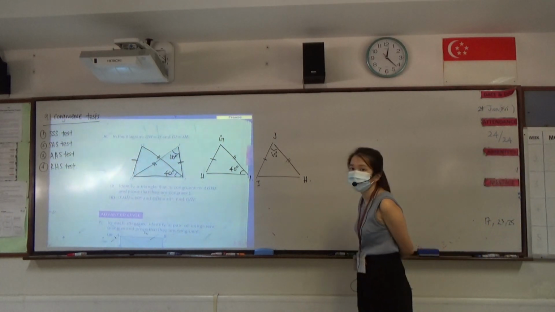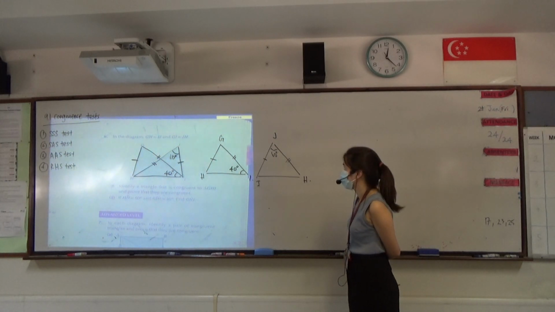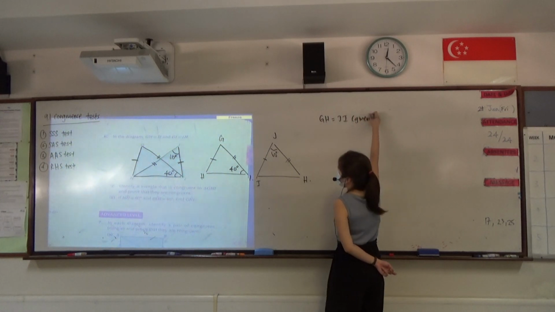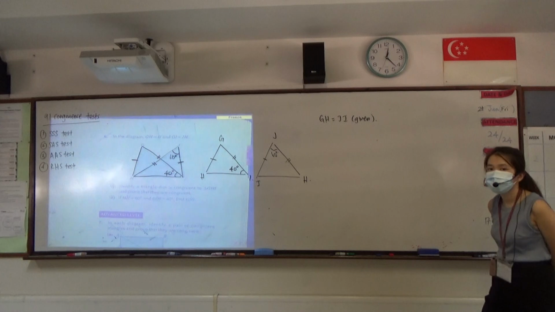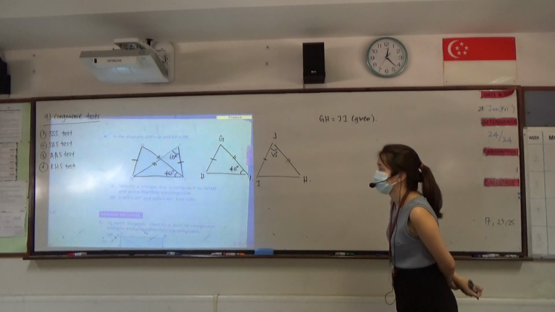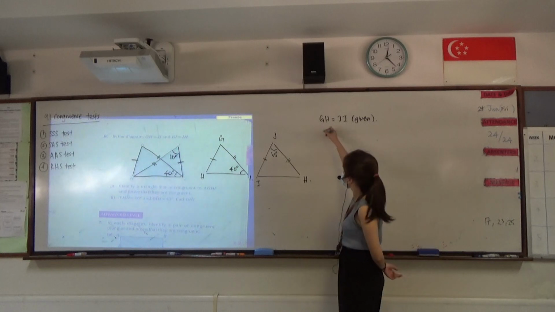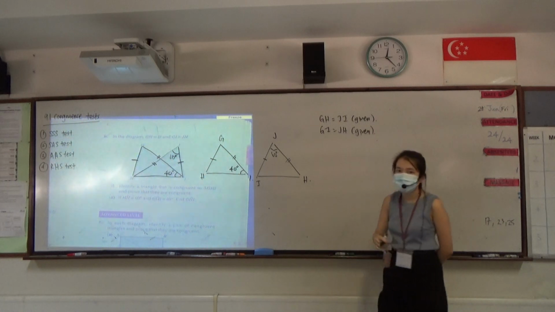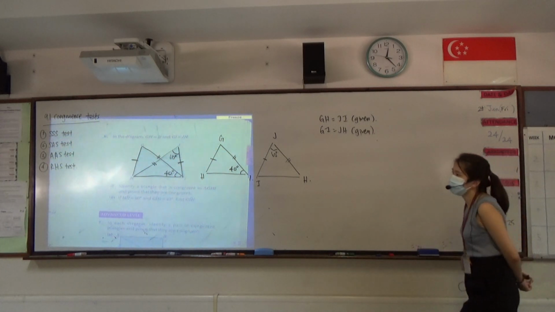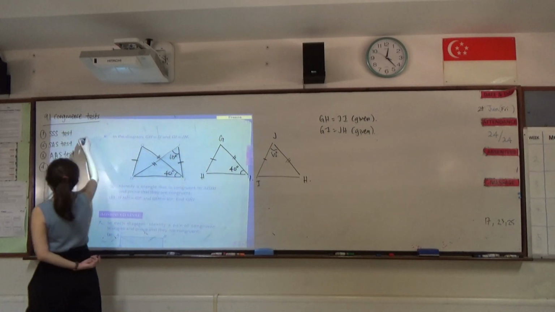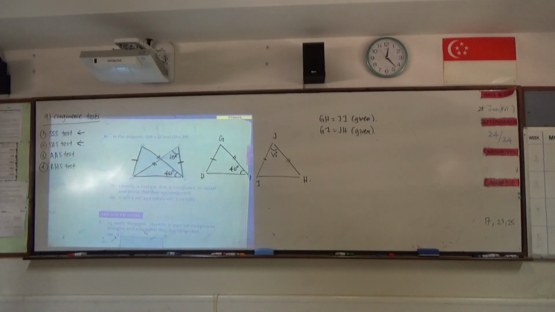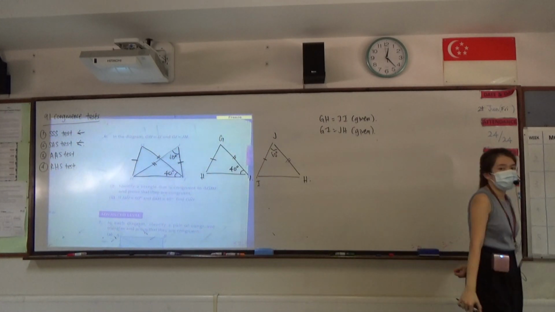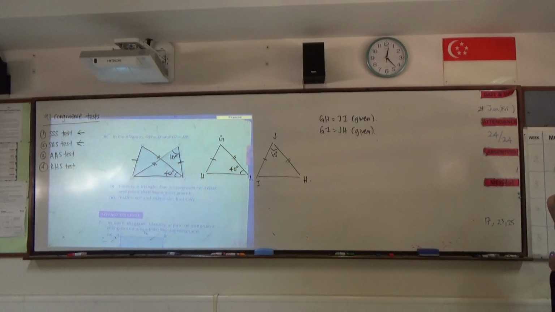Let's state the obvious first. GH equals to JI because given. What else? GI equals to JH because given as well. So we got two sides already and we need one more. So the thing that we are going to resort to is either the first test or the second test because that involves two sides. Then what is the final one to determine that they will be congruent?